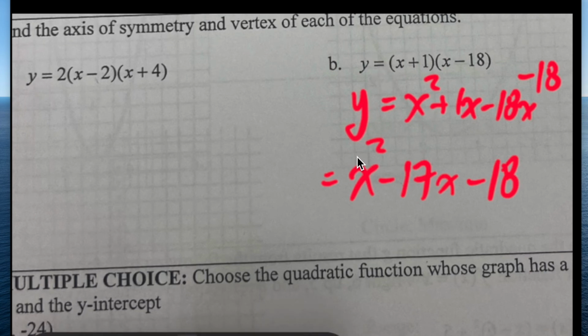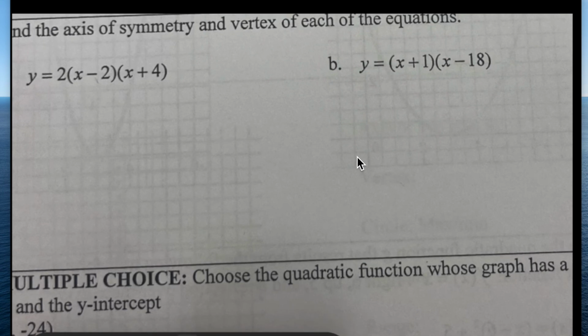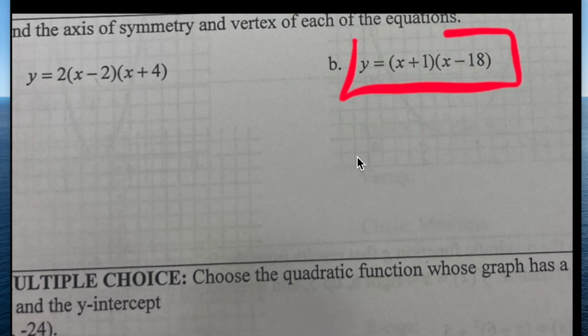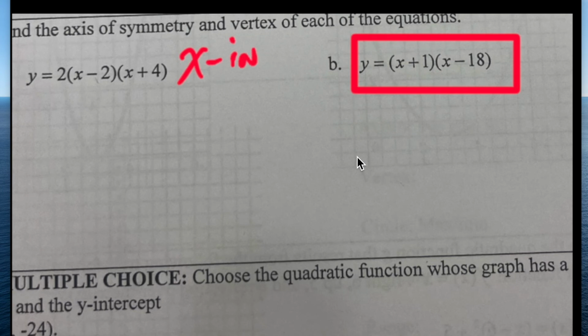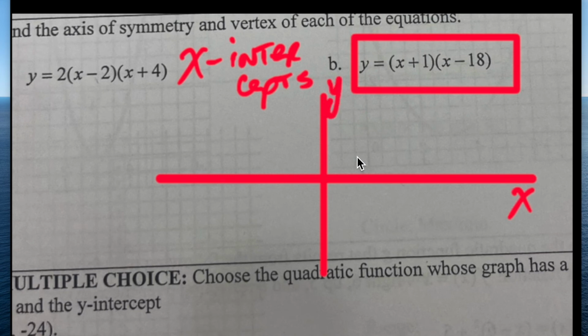But folks, you may see this same equation and be asked a different question. Namely, what are the x-intercepts? So just in case you see an equation like this, and they ask you for the x-intercepts, let me show you how to do that real quickly. Okay, here's our axis, x and y. Here's our x, here's our y.